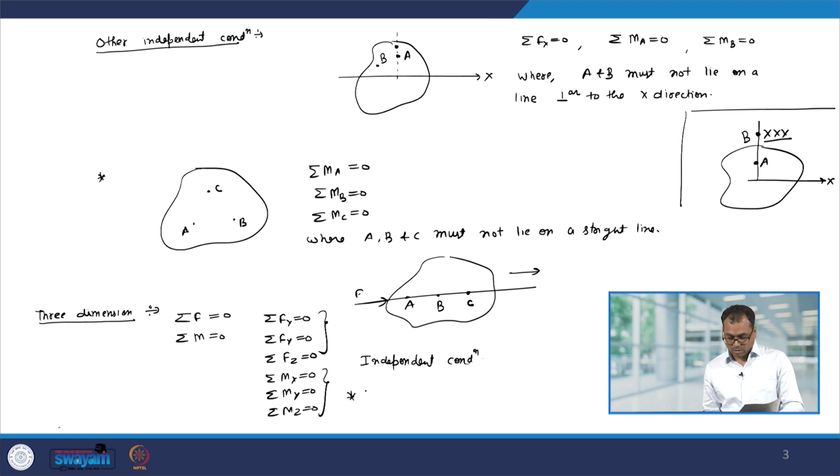Now, suppose we have some interconnecting rigid bodies.